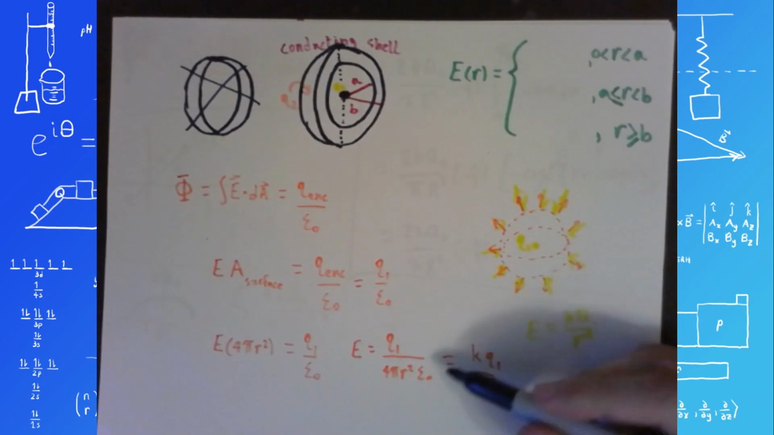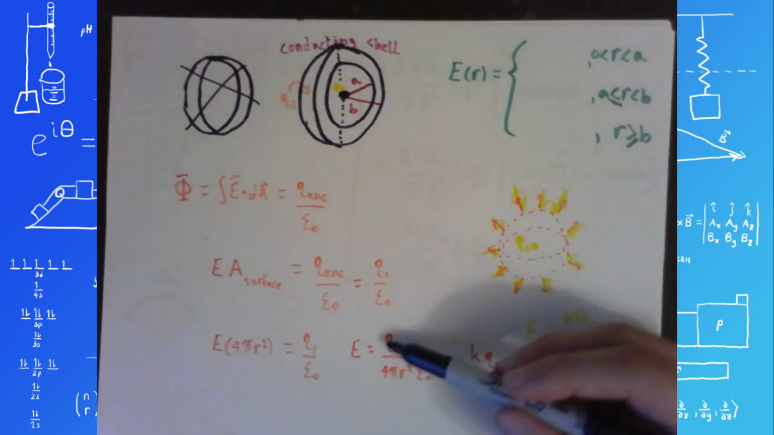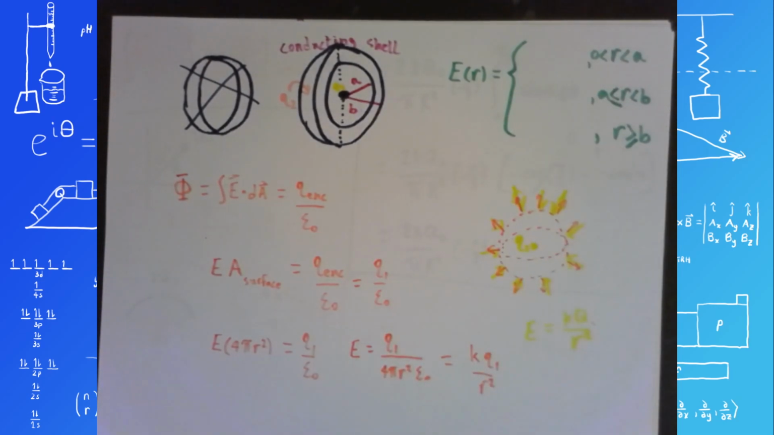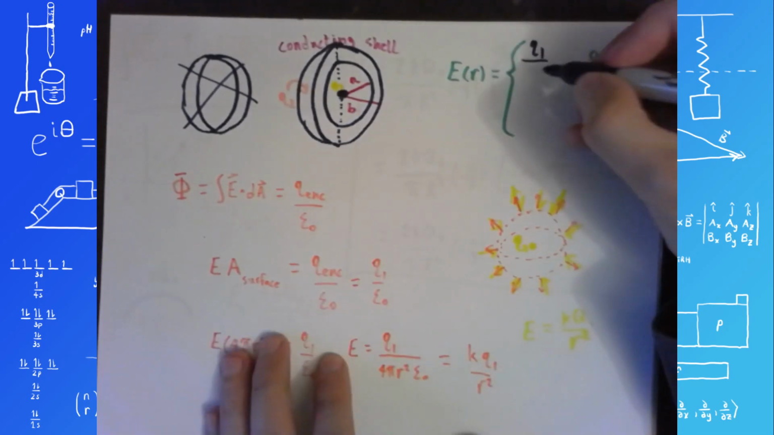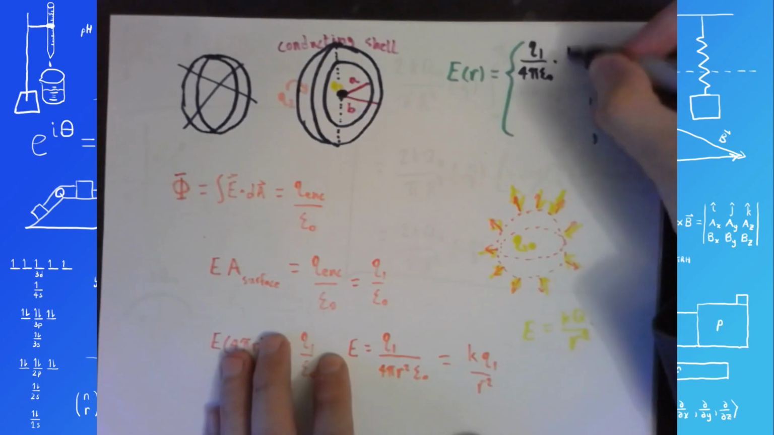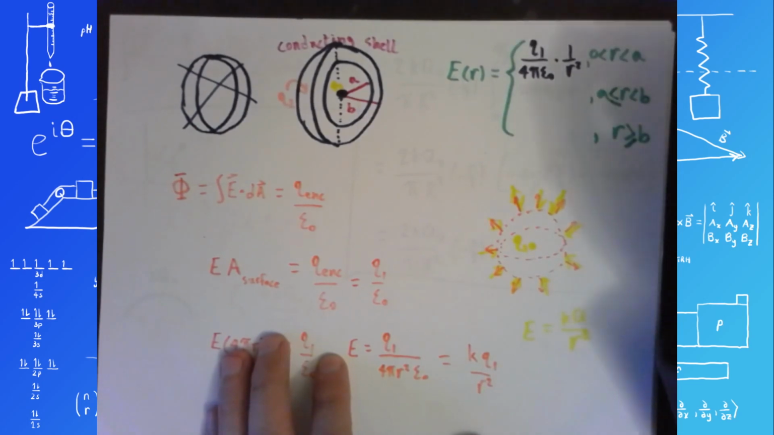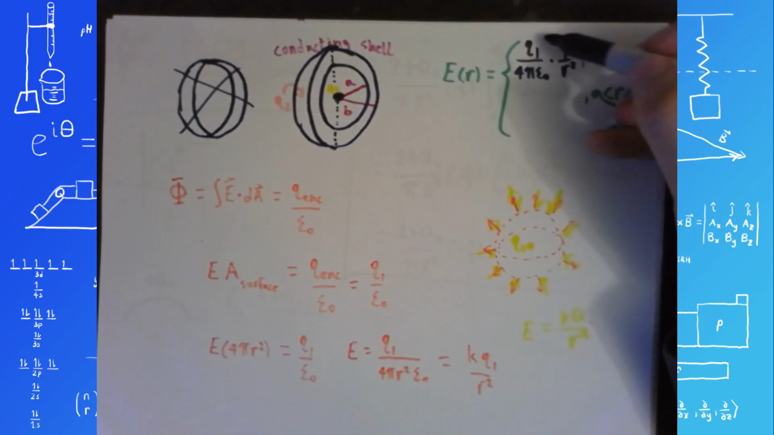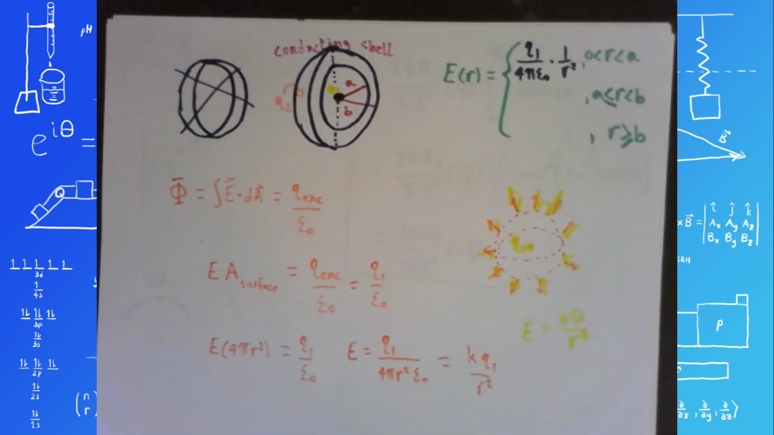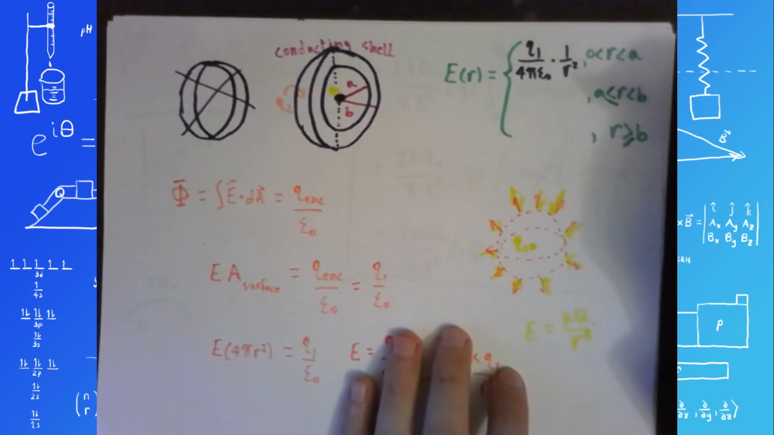You can look up the value for k and the value for epsilon naught and see that 1 over 4 pi epsilon naught is equal to k. Anyway, I'm just going to go ahead and write it as Q1 over 4 pi epsilon naught times 1 over r squared. And I don't need to add the negative sign because that will be added in once you substitute the value of Q1 as whatever they said, -9 microcoulombs. I'm not going to worry about numbers like I said before.